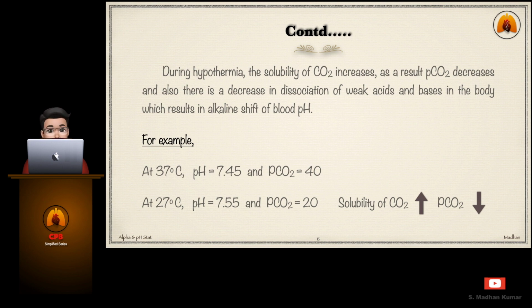For example, a blood sample taken from the patient at 37 degrees centigrade has a pH of 7.45 and PaCO2 of 40 mmHg. The same blood sample, temperature corrected to 27 degrees centigrade, shows different values: pH of 7.55 and PaCO2 of 20 mmHg. This is because when the solubility of CO2 increases in blood, the value of PaCO2 decreases, resulting in alkaline pH.